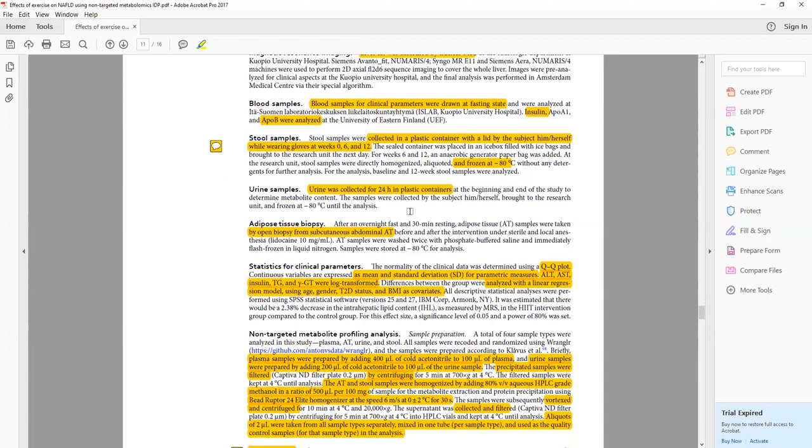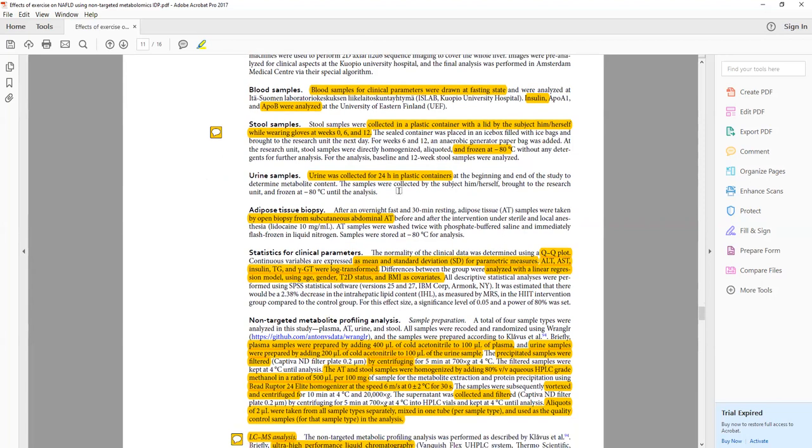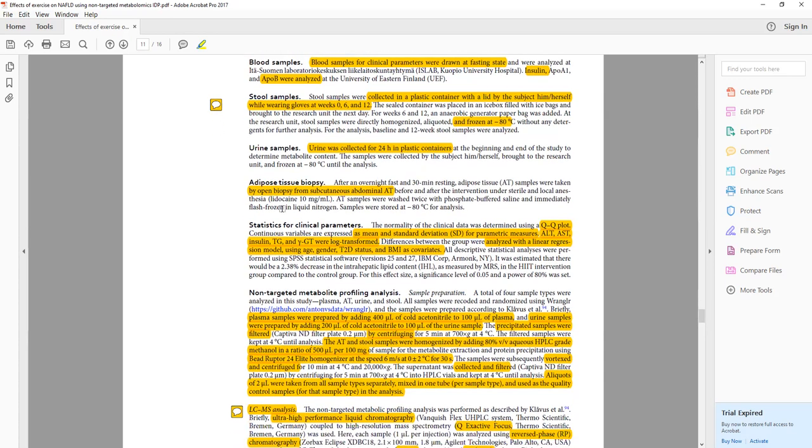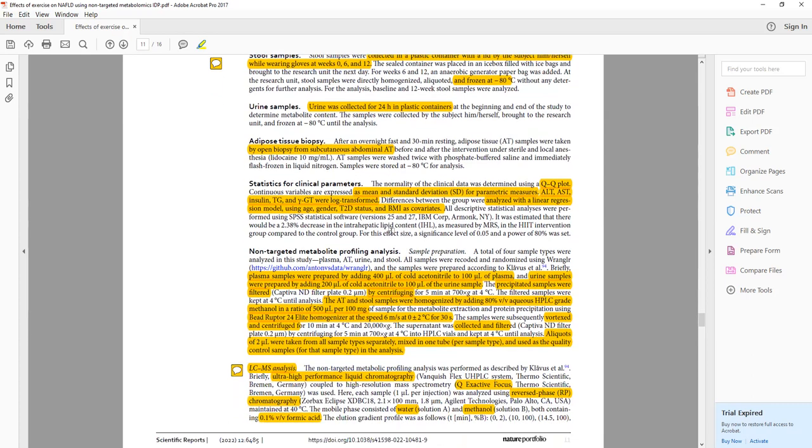Okay, urine was collected over 24 hours. This is also a nice addition to the study for me, because we normally take urine just once, one sample, but obviously urine's composition will change throughout the day, depending on what you eat, what you drink, if you exercise, if you sleep, whatever. So they took a 24-hour urine collection, which is a much better representation. And then they did an open biopsy from the abdominal tissue. I haven't done that yet. So that's well done for them to have gotten clearance by the patients to do that.